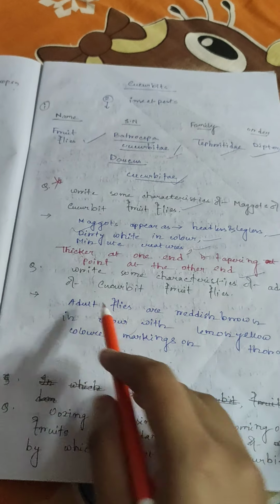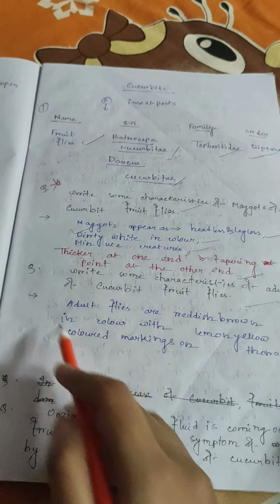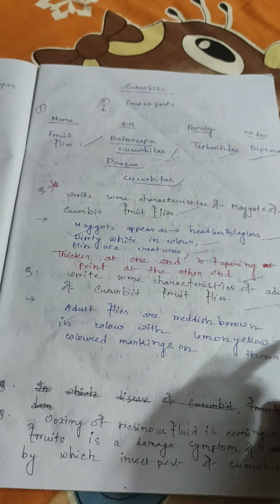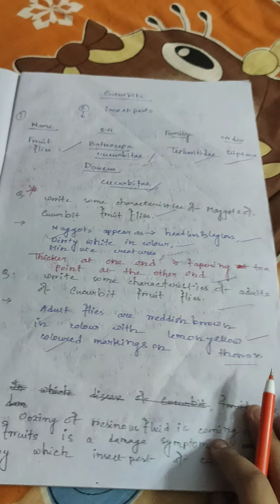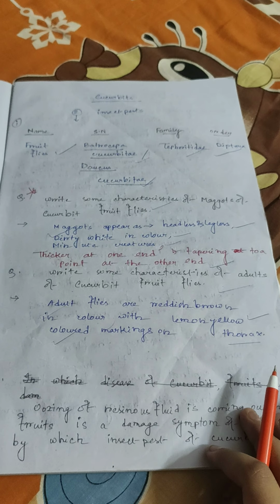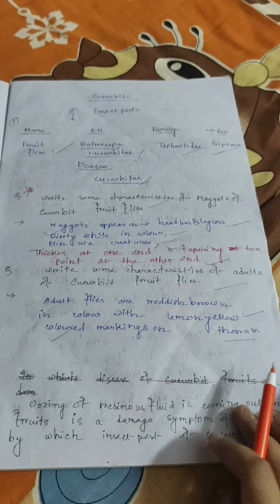Write some characteristics of adult cucurbit fruit flies. Adult flies are reddish brown in color with lemon yellow colored markings on the thorax.